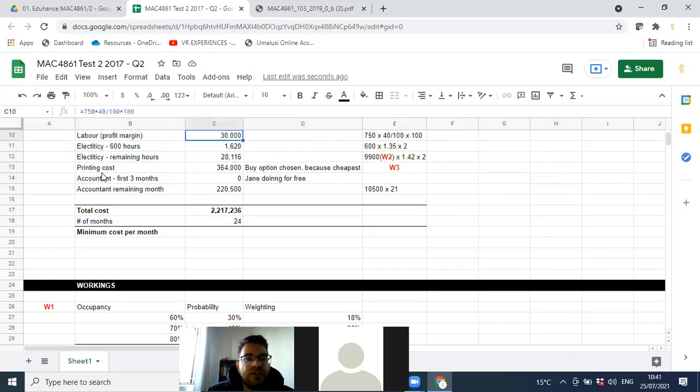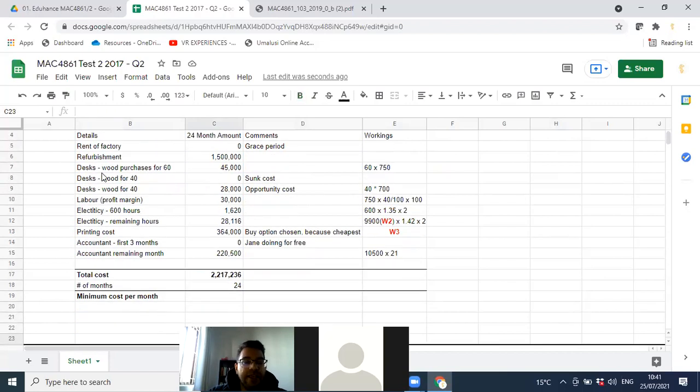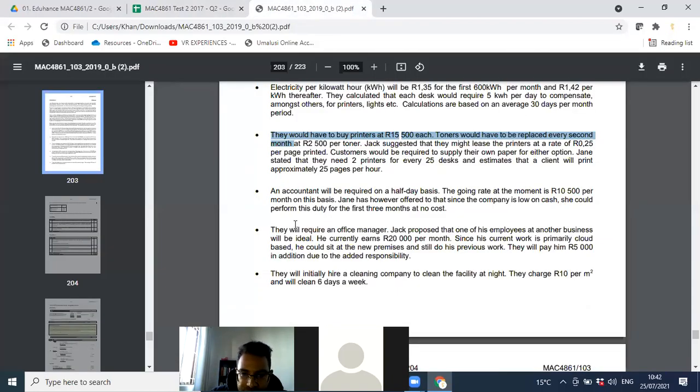What the numbers I'm having over here, you can decide how you want it. That is why I made it clear to the person marking my paper. I'm working on a 24-month amount. This total is for 24 months, for 2 years. Then I'll divide by 24 months because they don't want 24 months. They want a minimum cost per month. So just be aware of that. So that is my accounting costs. Then the next thing is the office manager.